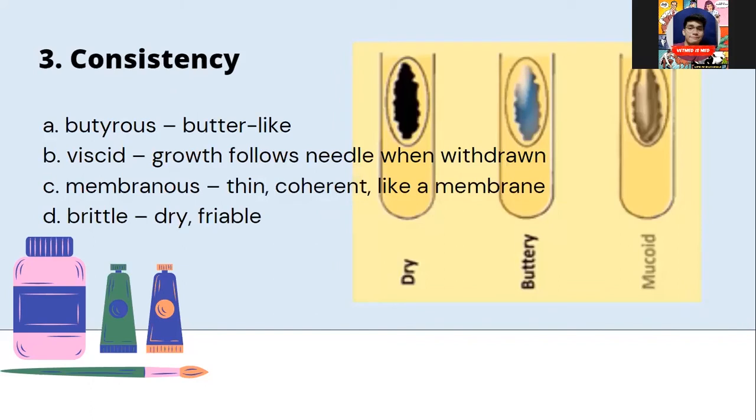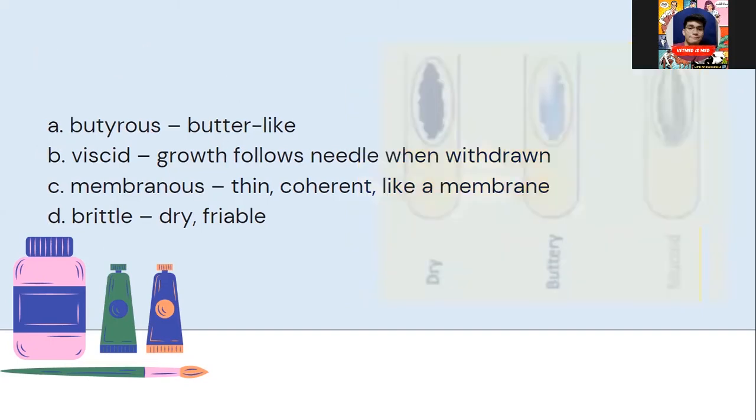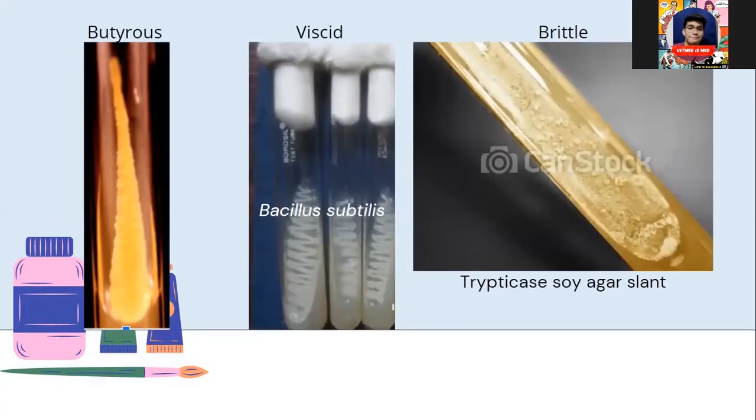Next is the consistency of bacterial growth. Consistency of bacterial growth in a nutrient agar slant may vary and be classified with the following descriptions. First is butyrous or butter-like consistency. Second is viscid, where the growth follows the needle when withdrawn. Thirdly is membranous, which appears like a thin, coherent membrane. And lastly, for consistency, we have brittle, which appears dry and friable. So next slide, this is the example of butyrous consistency, viscid consistency, and brittle consistency.